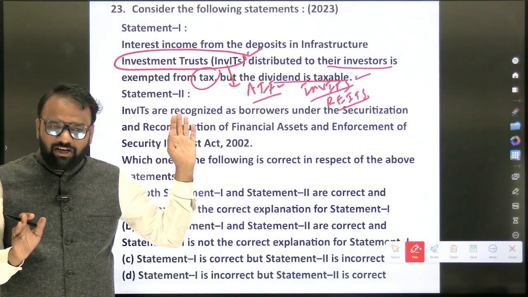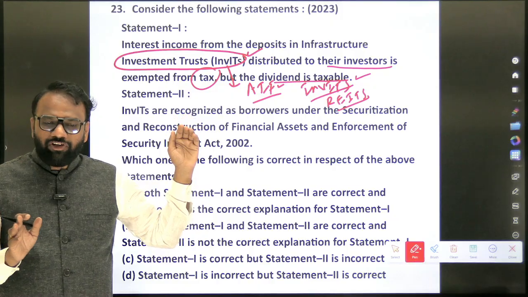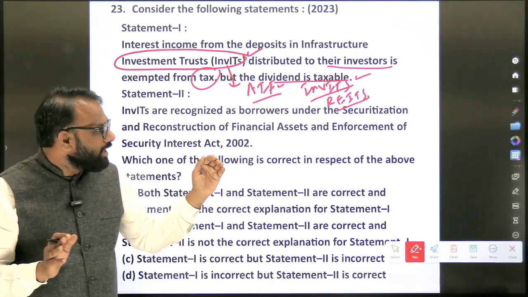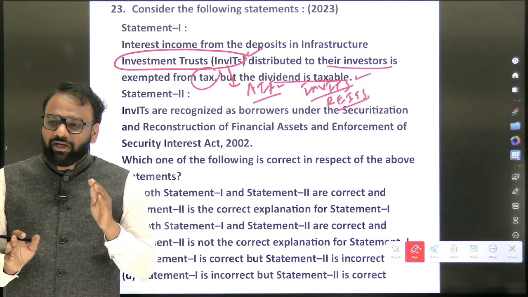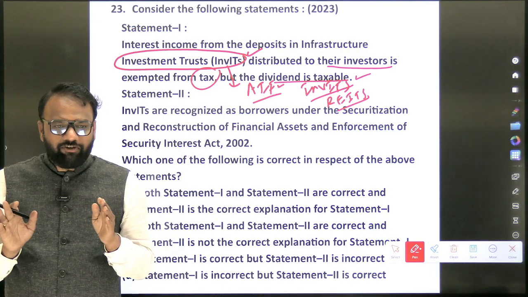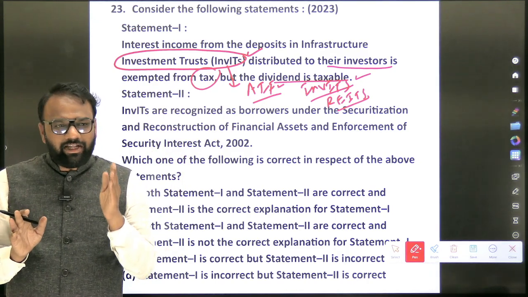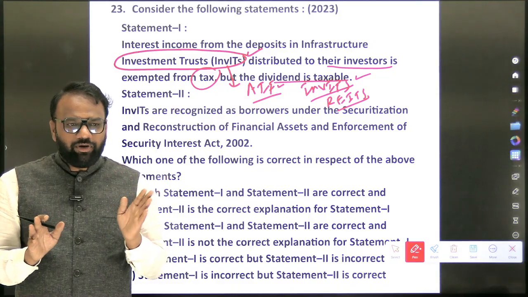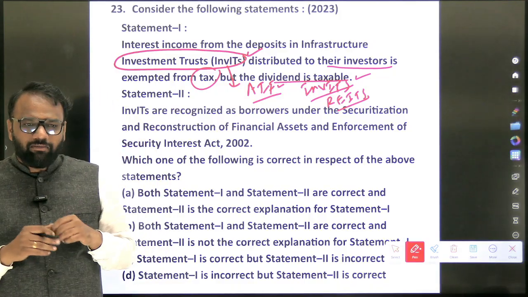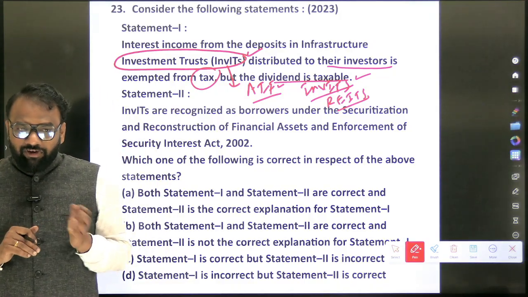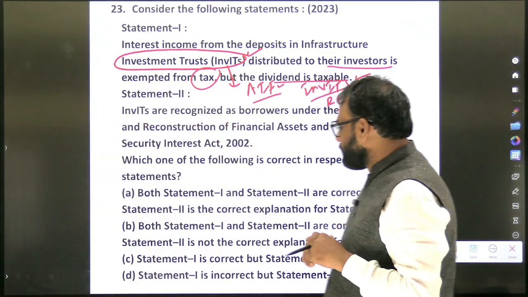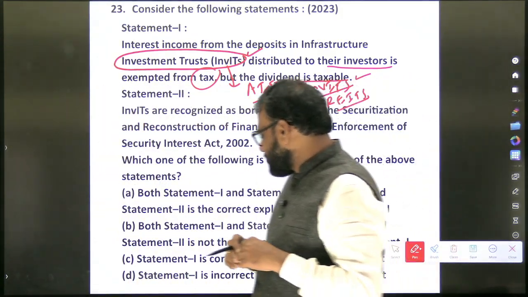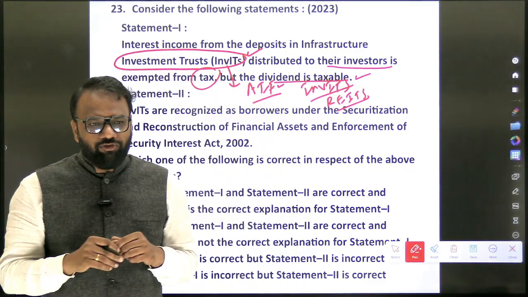Whether it is infrastructure investment trust, real estate investment trust or any other investment, they are not exempted from tax. All of them entail some kind of tax, and tax has to be paid. So the first statement is wrong. When the first statement is wrong, what's the answer? Obviously the first one is incorrect and the fourth is the answer.